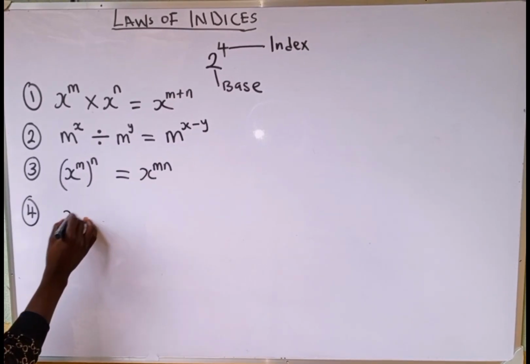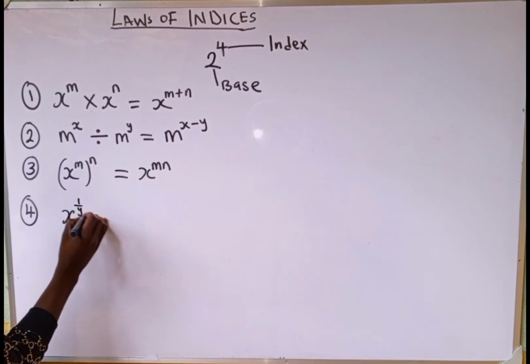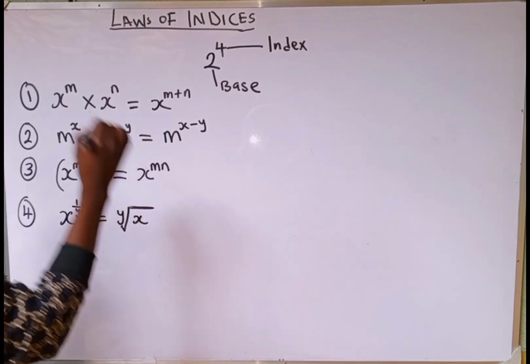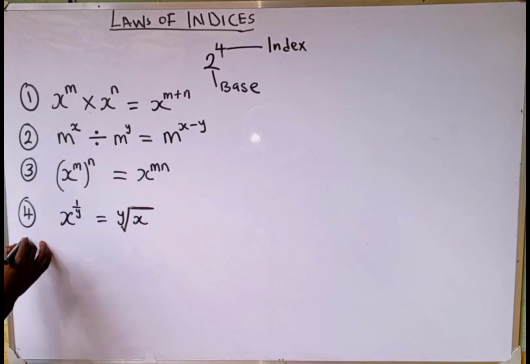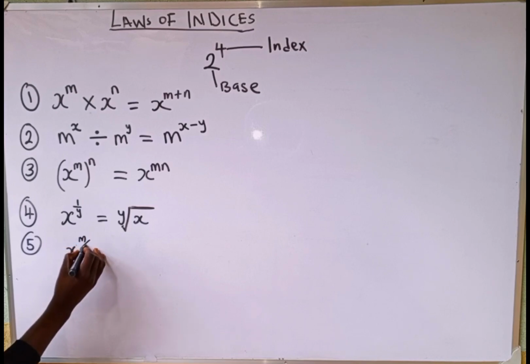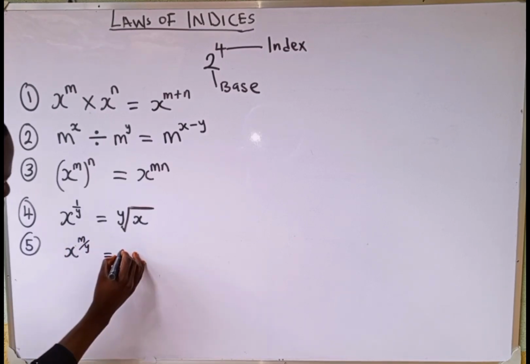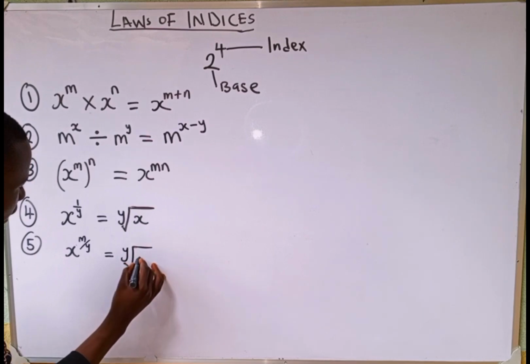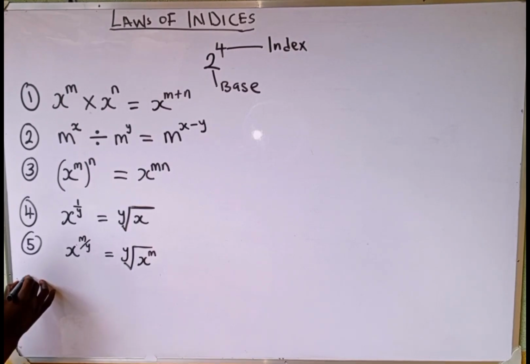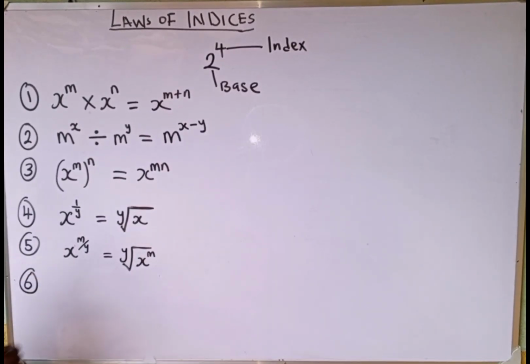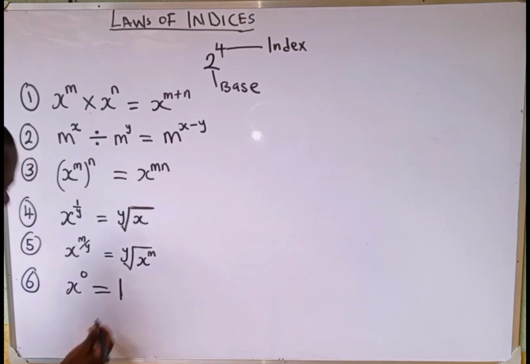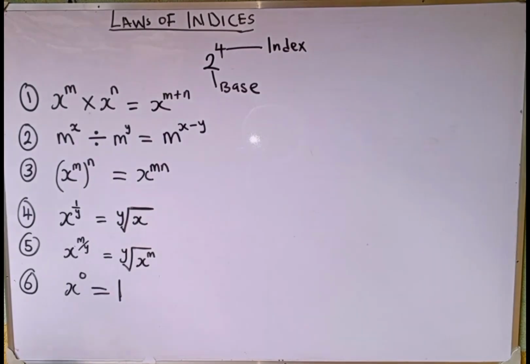So the law number 4 we are going to look at today is this: when you have x to the power of 1 over y, this is the same as the y-th root of x. And then law number 5: when you have x to the power of m over y, this is the same as the y-th root of x raised to the power of m. And the final law we are going to look at today is law number 6, which is called the zero law. When you have x to the power of 0, it is the same as 1. So any positive number raised to the power of 0 is the same as 1.